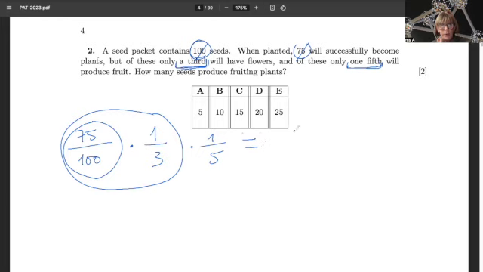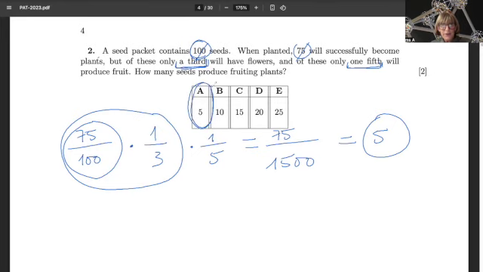So then, if we multiply everything, we have 75 divided by 300 times 5, which is 1,500. And if we calculate this, we will find that it is 5. So this is very clear. This must be answer number A, the first answer A. Okay, so this was quite easy.